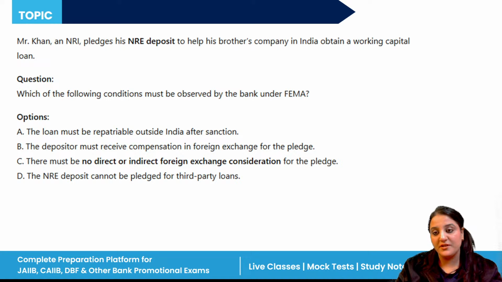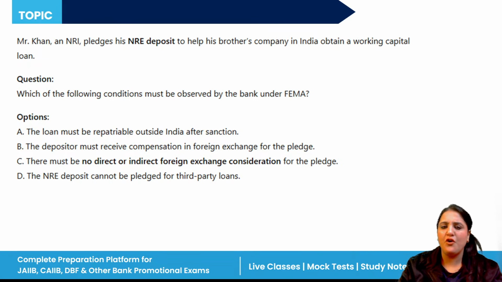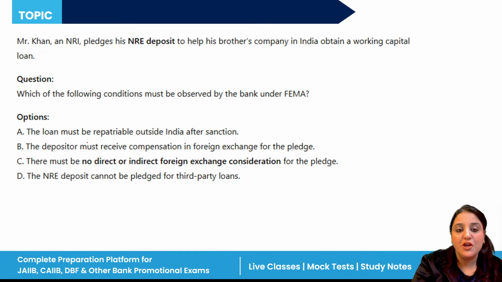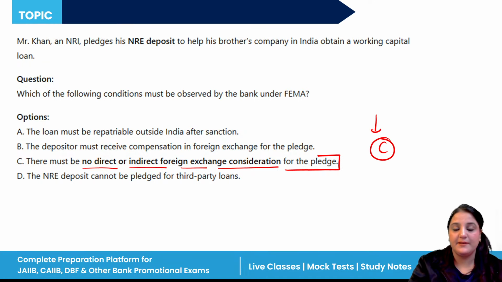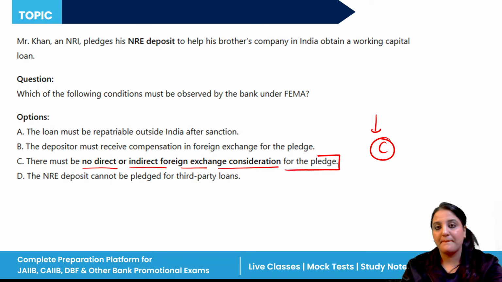The NRI depositor cannot receive any forex benefit or any consideration just for pledging. The loan proceeds cannot be repatriated abroad, and they must be used only within India for permissible purposes. So which option is correct here? There must be no direct or indirect foreign exchange consideration for the pledge. So option C is correct here.